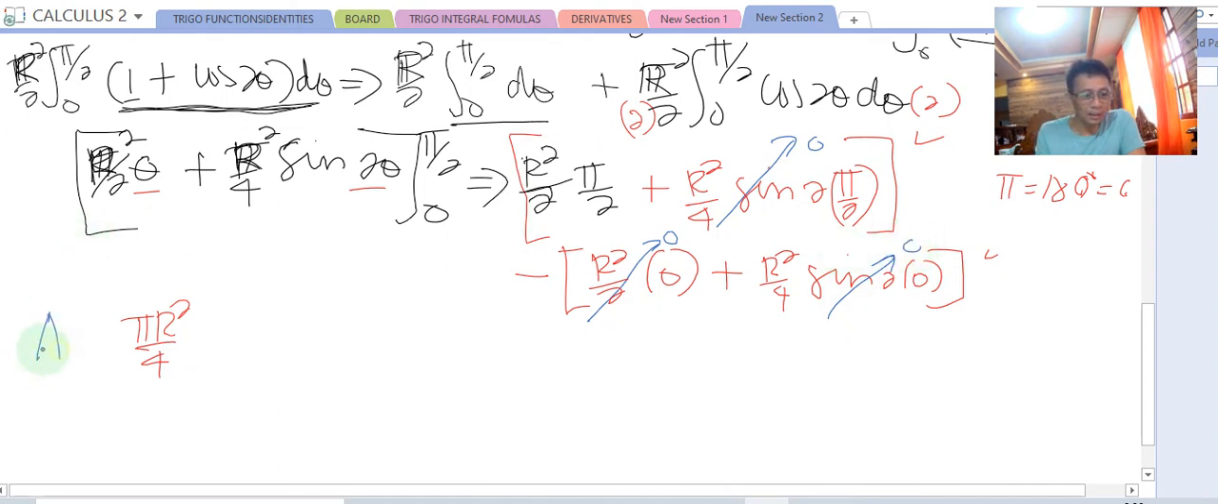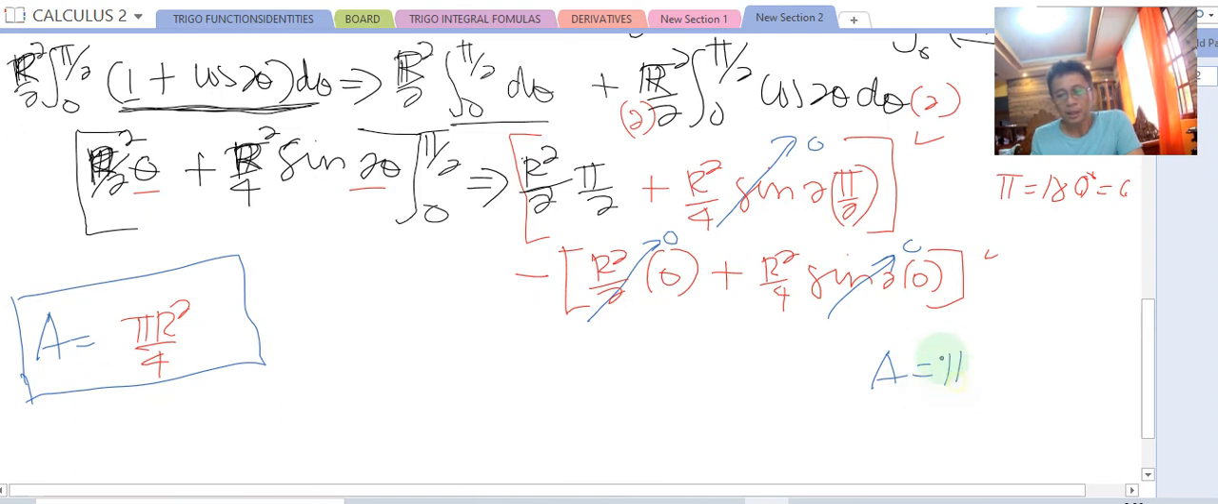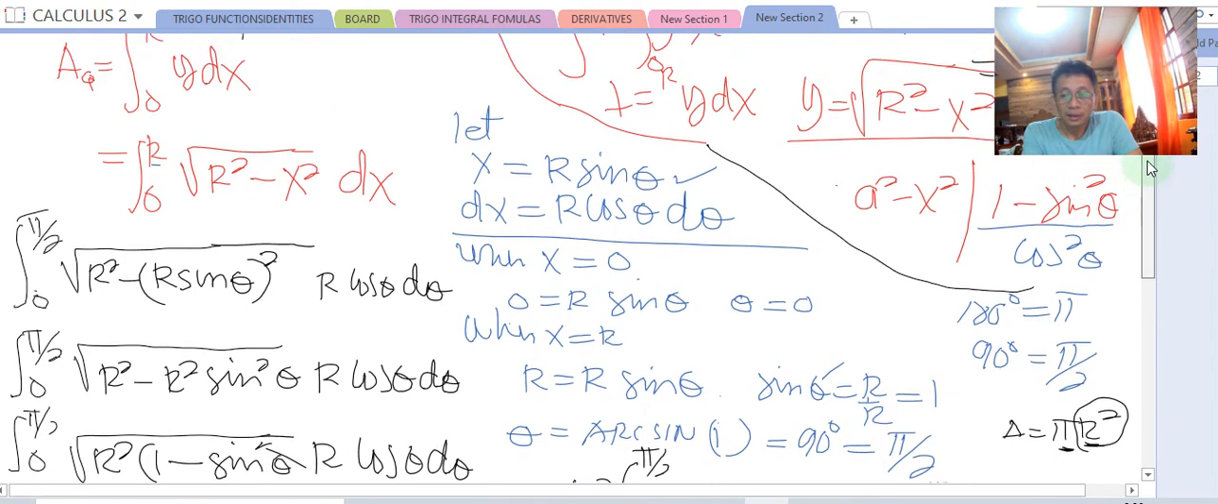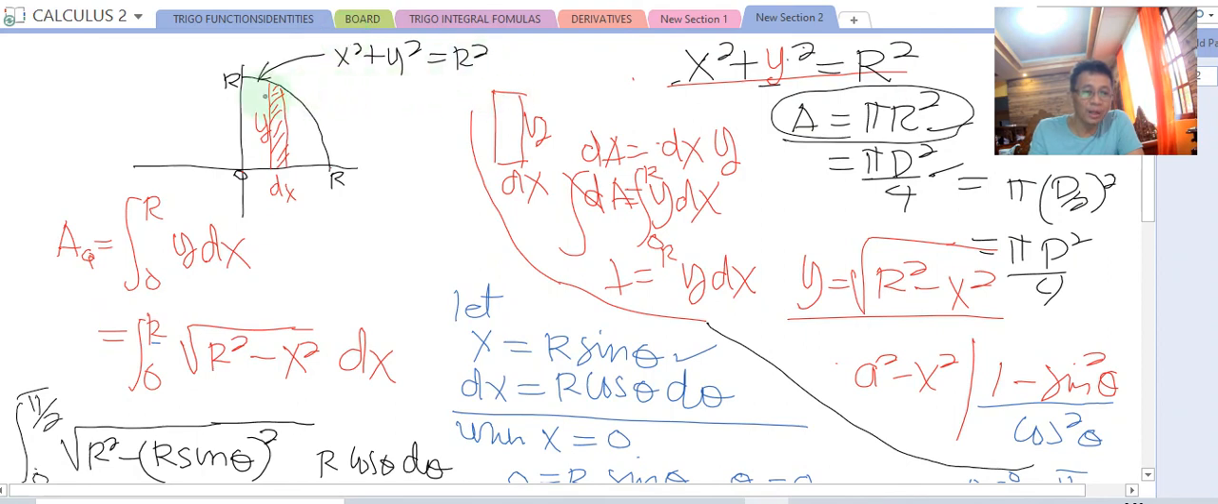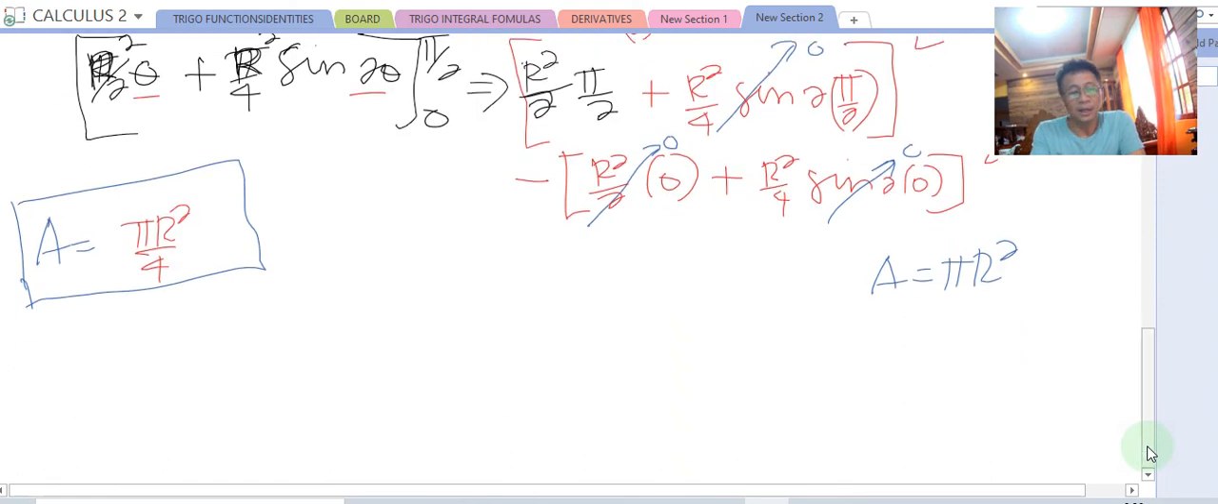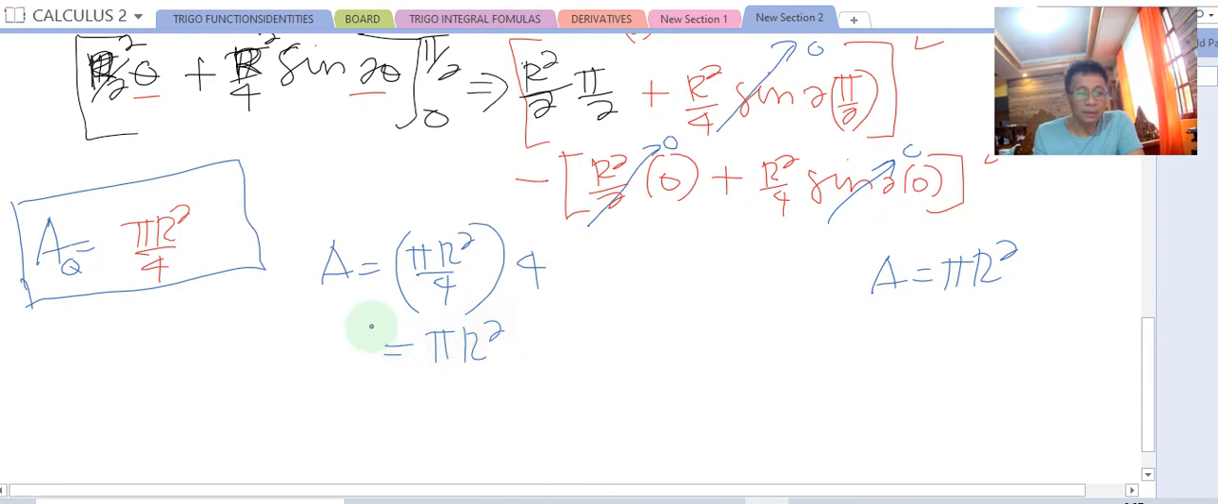Therefore, our area is pi R squared over 4. But the area of a circle is pi R squared. Oh, we have an over 4 here. That's because in our solution earlier, we only solved a quarter. If it's a quarter, for the total circle we multiply by 4. So our answer earlier is the area of a quarter of a circle. Therefore, the area of a circle is pi R squared over 4 times 4, which is equal to pi R squared. So this is the area of a circle.